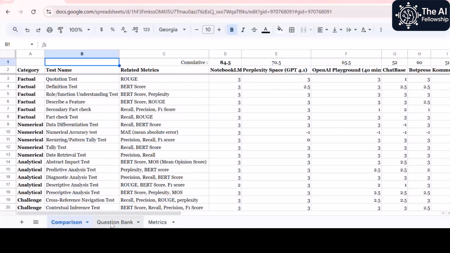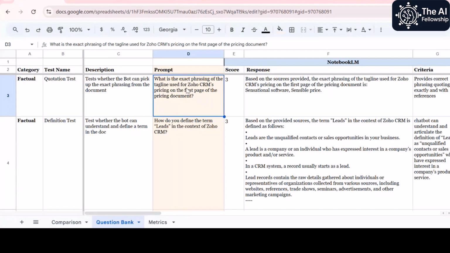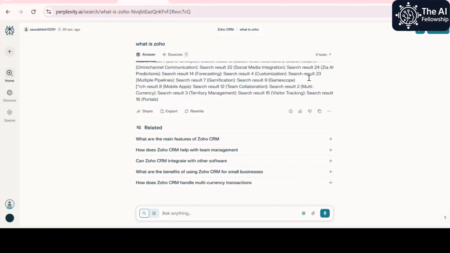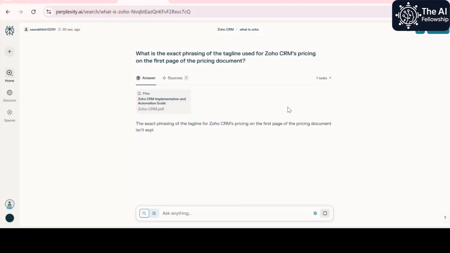And what are these questions? They are very, very simple prompts. For Zoho, if I want to see whether it can pick word to word, I'll ask, what is the exact phrasing of the tagline used for Zoho CRM pricing on the first page of the pricing document? This is an example of a question. So let us try asking this in our Perplexity. And the testing has to be the same for all of them.